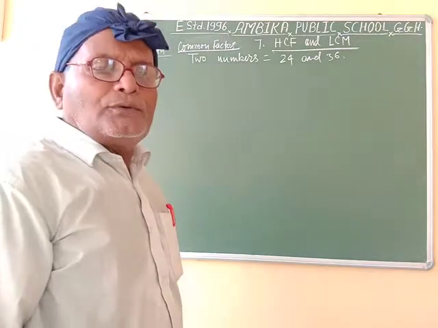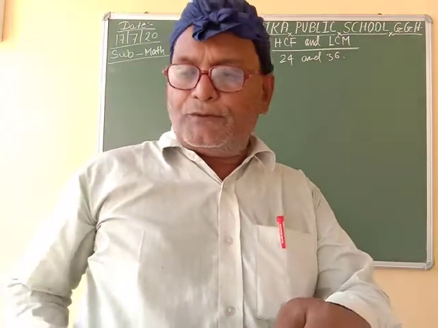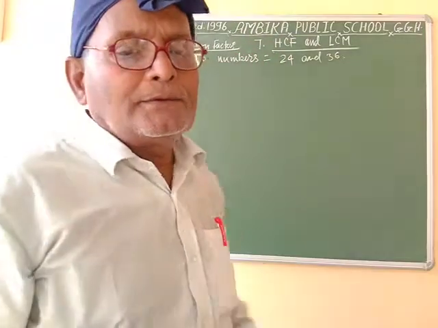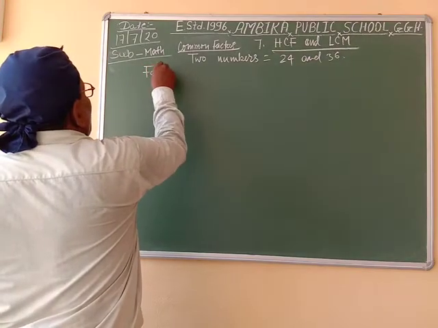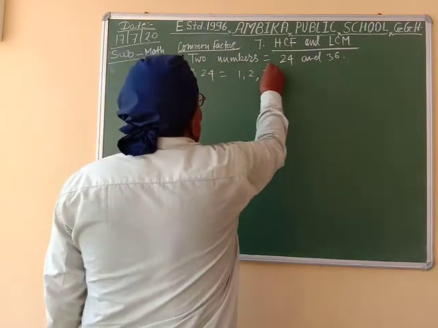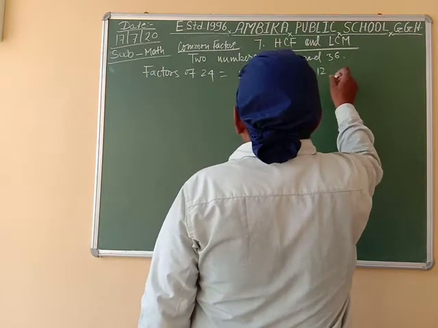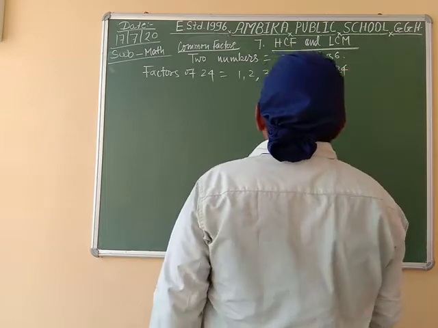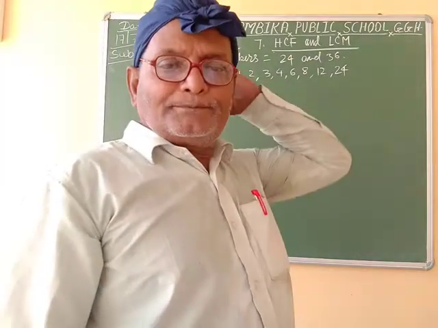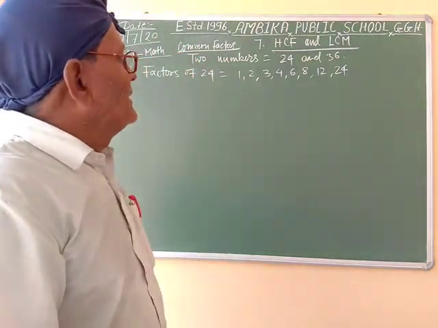The factors of 24 are 1, 2, 3, 4, 6, 8, 12 and 24.